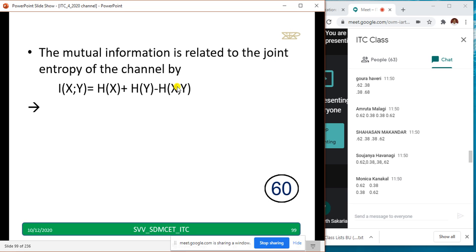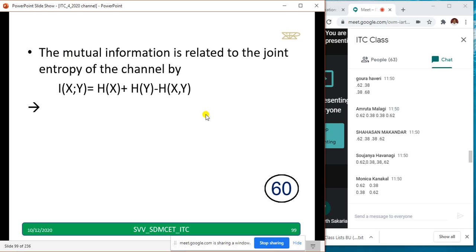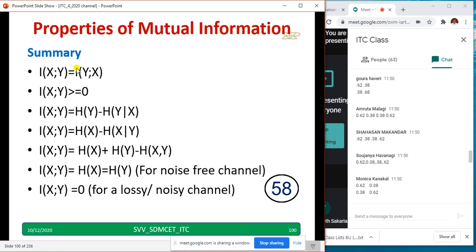So the mutual information is related to the joint entropy. This equation is what you have taken, and this is a summary. These are the equations you have to remember. If you want, you can copy down all these equations, and these are needed to solve some of the problems. Sometimes I may use this, sometimes I may use this, depending upon the requirement. I may use I of x comma y. This is for noise free channel. We'll see some examples. We'll try to calculate I of x comma y, if possible in today's class only.